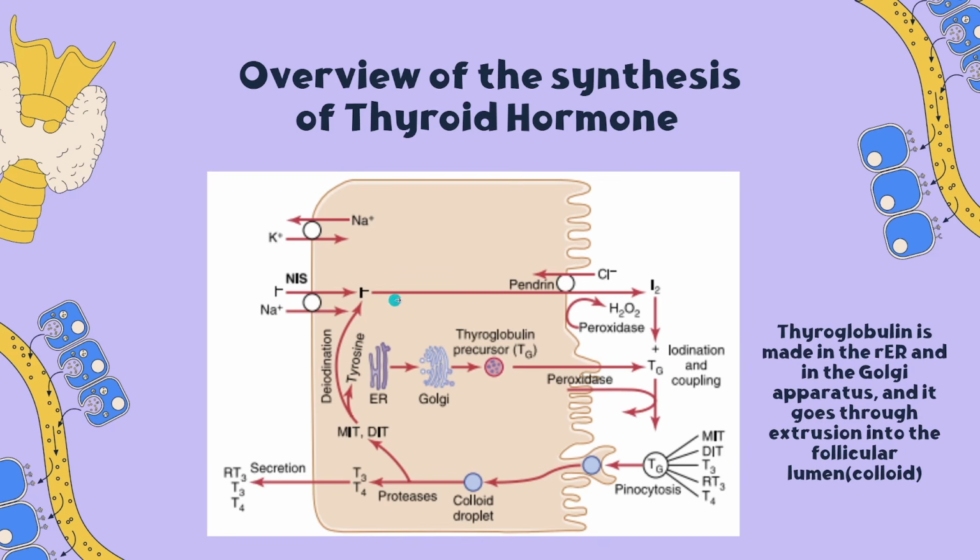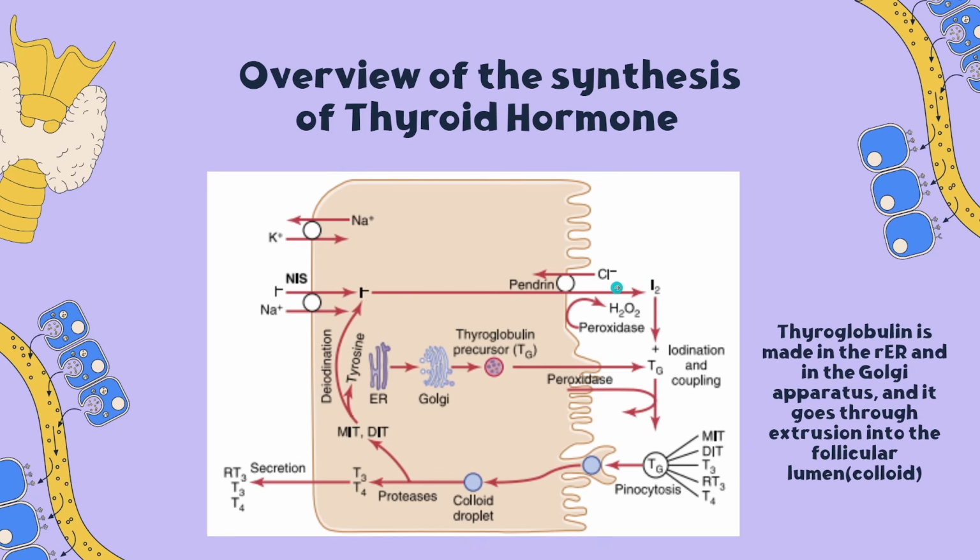This iodide goes to the apical membrane where we find pendrin. Pendrin is going to make sure that iodide goes into the colloid or into the follicle, and chlorine is going to go into the follicular cell. So it's basically going to counter-transport iodine and chlorine. Chlorine into the cell, iodine into the colloid. It's a chloride iodide counter-transporter.